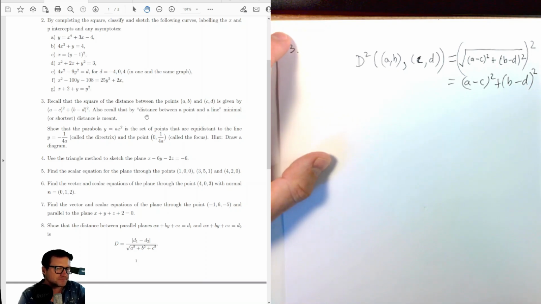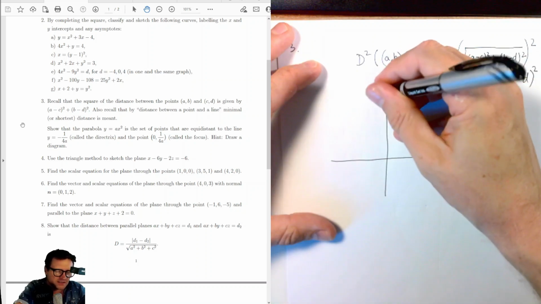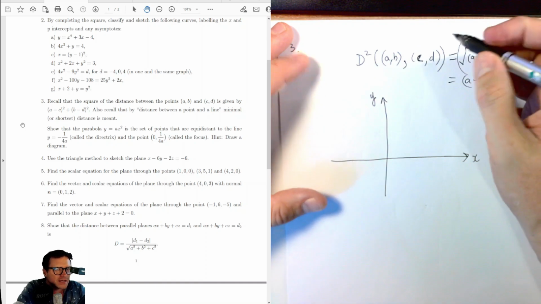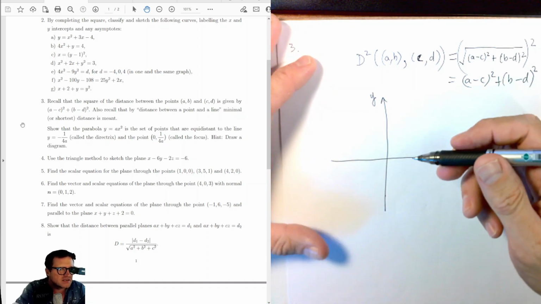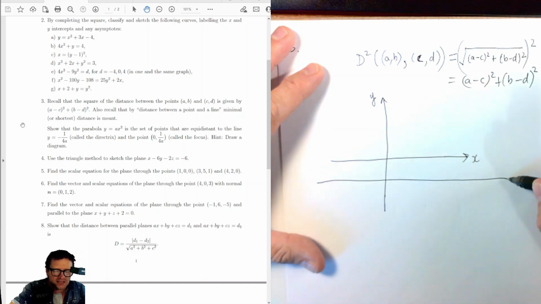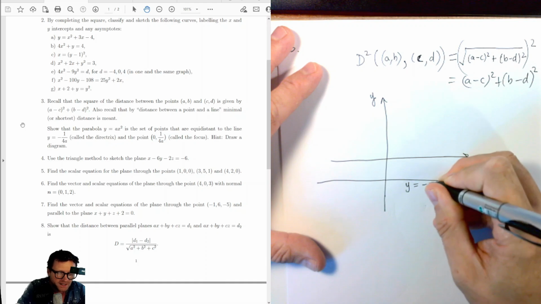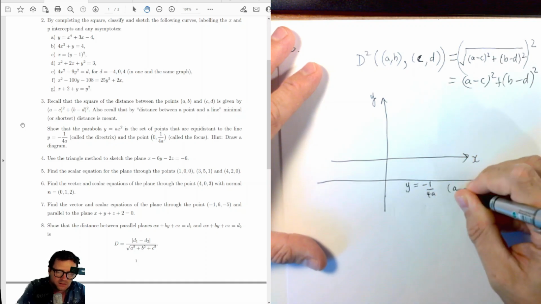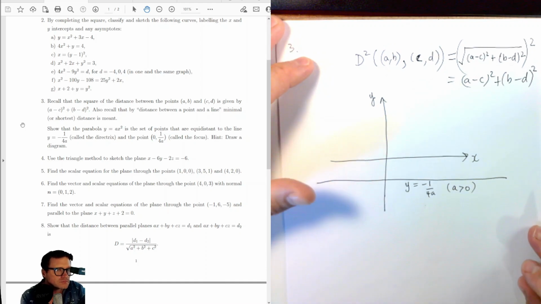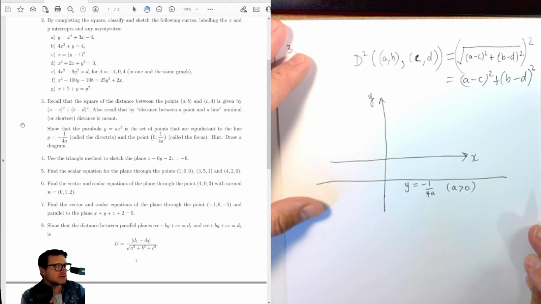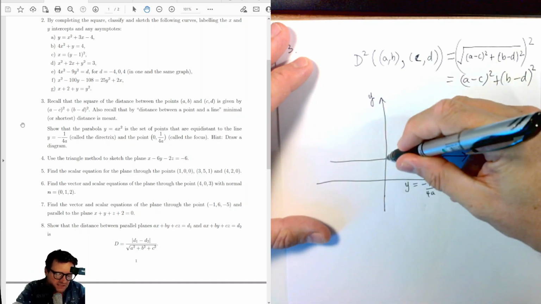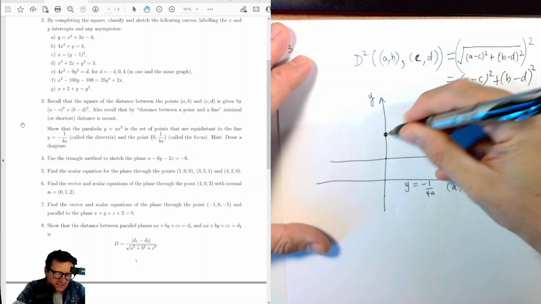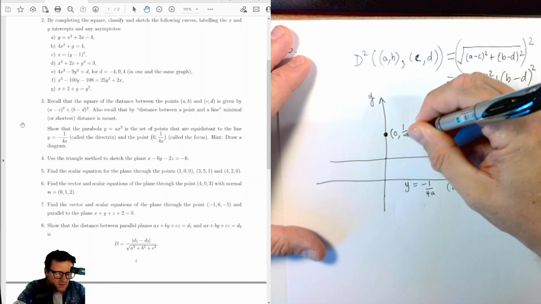Show that the parabola y equals ax squared is the set of points that are equidistant to the line and the point. Now, let's draw that line, y equals minus 1 over 4a, assuming that a is positive. Let's just put that line here. All right, so there's our directrix. And then we have a point 0, 1 over 4a. I better do this to the equivalent scale this time. Okay, so this is that point then, 0, 1 on 4a.